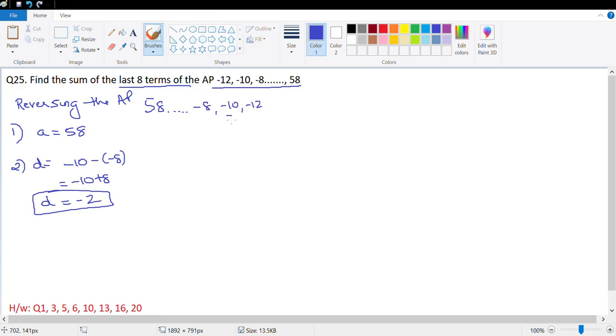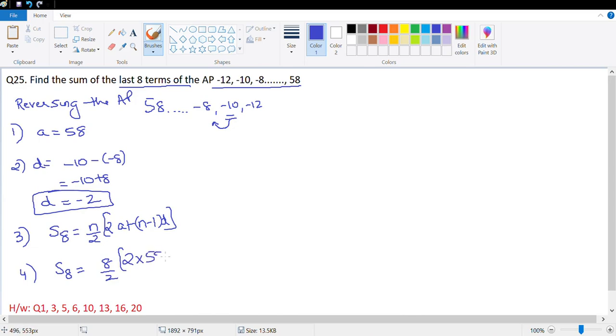So subtracting negative 8 from negative 10, that'll be negative 10 minus negative 8. That gives us our value of d. Next part, we need to figure out the sum of 8 terms. So the sum of 8 terms will be equal to n upon 2 multiplied with (2a plus (n minus 1) times d). In this case, the sum of 8 terms will be 8 upon 2 multiplied with (2 times a, a is 58, plus (n minus 1), that's 8 minus 1, that's 7, multiplied with d, which is negative 2).